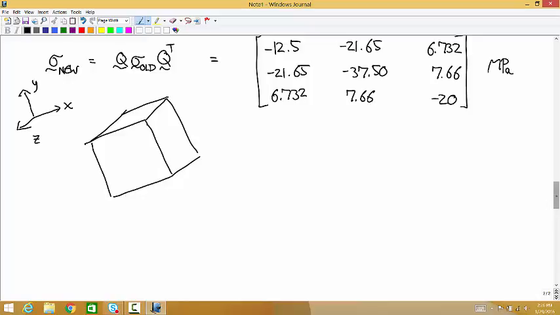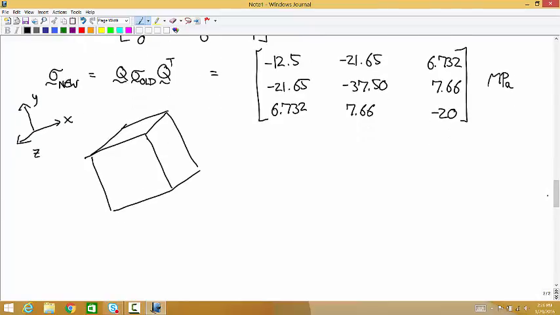Okay, so the stress tensor says on the x face, our normal stress is 12.5. Our y traction component is 21.65, and there's a matching one up here. And our z stress component is positive 6.732, and there's a matching one here.